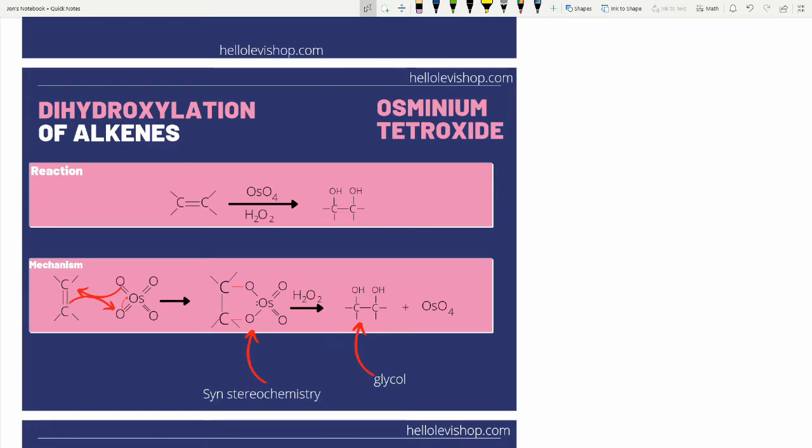The osmium tetroxide reacts with the alkene in a concerted manner to form a cyclic ester. Now, because of the concerted reaction, both carbon-oxygen bonds, which are shown in red, are formed at the same time, and they're added to the same face of the double bond, and that explains why the stereochemistry is syn. Now, to hydrolyze the ester, we have to use peroxide, and we end up with a glycol, which is two alcohols, and then osmium tetroxide, which is regenerated to continue the hydroxylation of more alkenes.